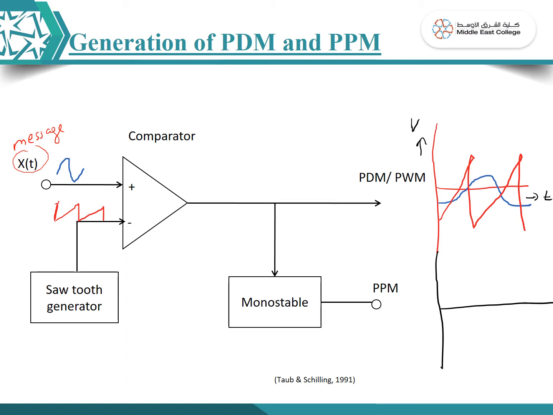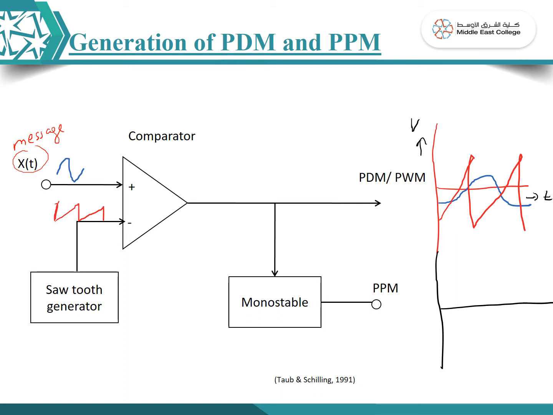Now, what will a comparator do? A comparator will compare its two inputs. If the non-inverting terminal voltage is higher than the inverting terminal voltage, the output of the comparator will be a high value, a positive high value. If the non-inverting terminal voltage is lower than the inverting terminal voltage, the output of the comparator will be a low value. So now we will see what the output of the comparator is.